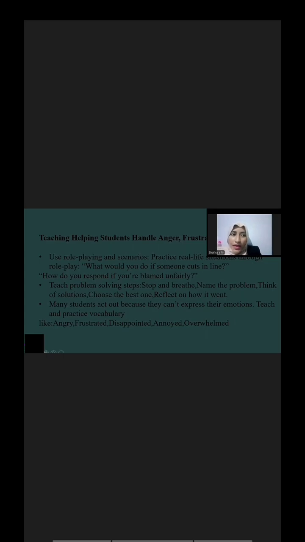And there is teaching helping students handle anger, frustration, and aggression. There are three of them. First, use role-playing and scenarios. It means practice real-life situations through role-play. For example, what would you do if someone cuts in line? Or how do you respond if you're blamed unfairly?